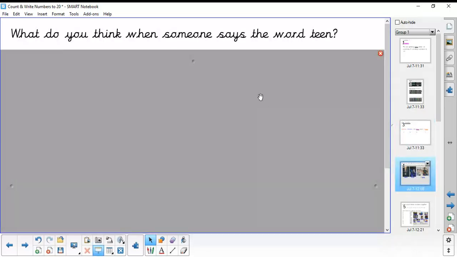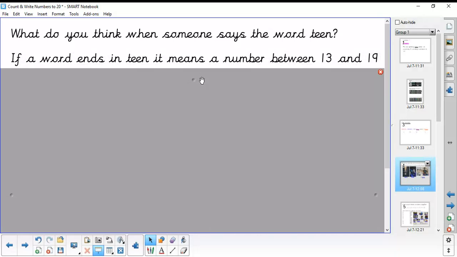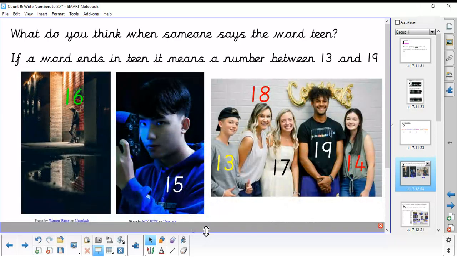So my question to you is, what do you think when someone says the word teen? If you were to ask me, my first thought would be teenager. Now, if a word ends in teen, it means a number between 13 and 19. So I've got some pictures here that represent a teenager to help me remember what the numbers look like.